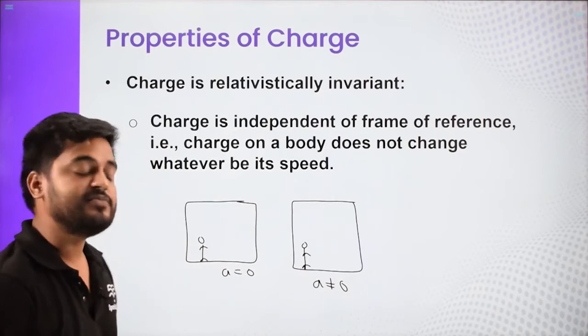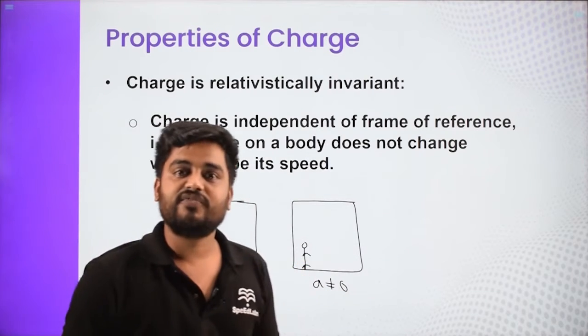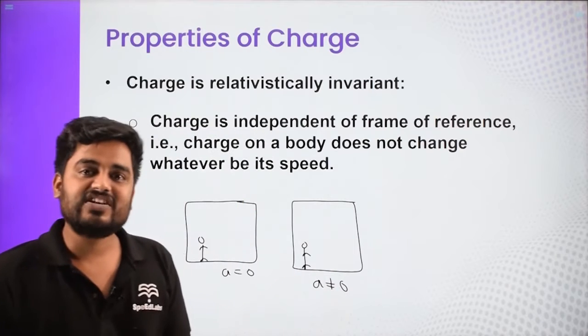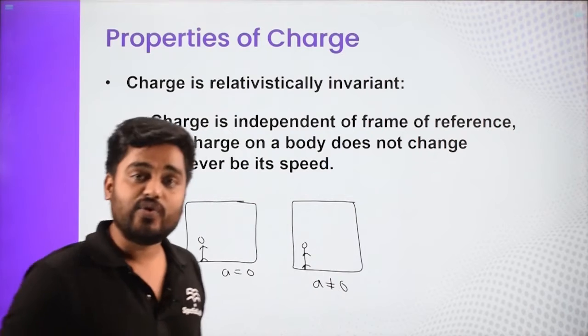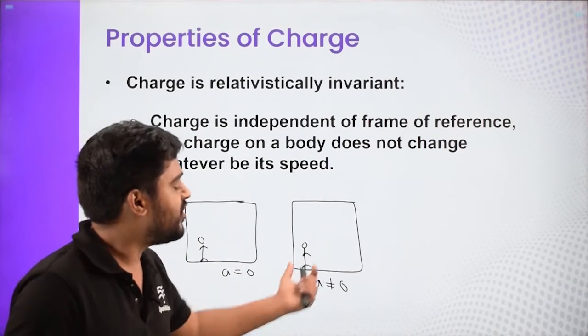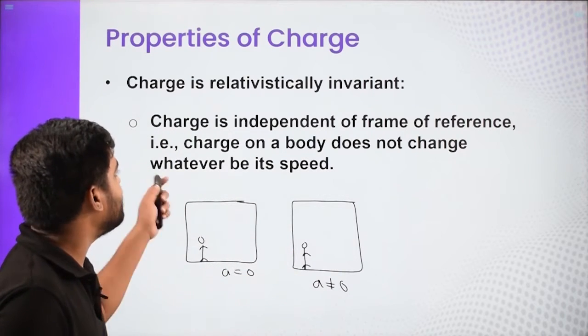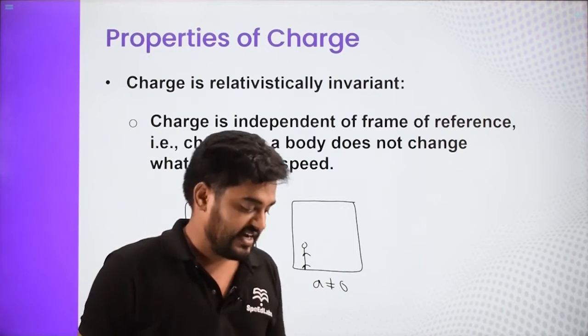From both the frames of reference, if you are observing some charge, then that charge will have the same amount. The magnitude of charge is not going to change whether you look from this frame or this frame. That's what it means to be relativistically invariant.